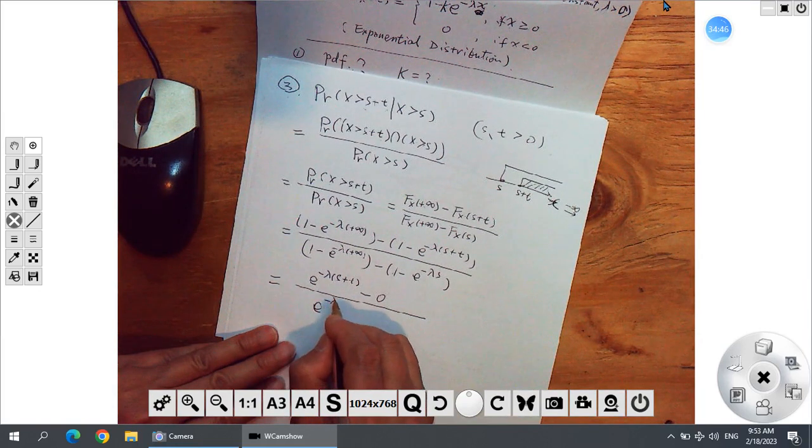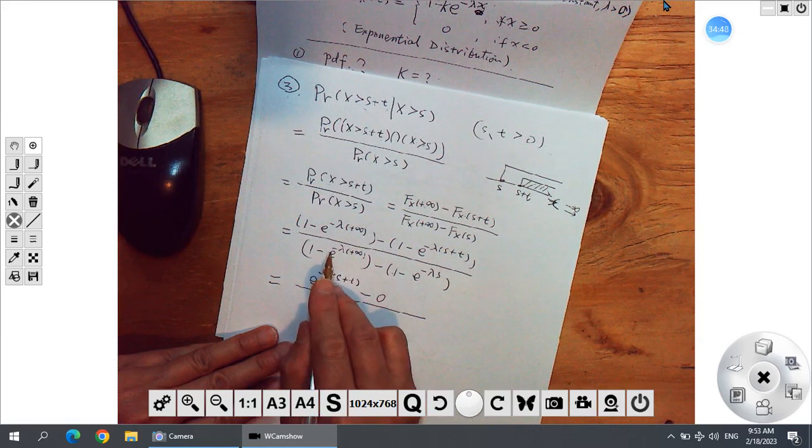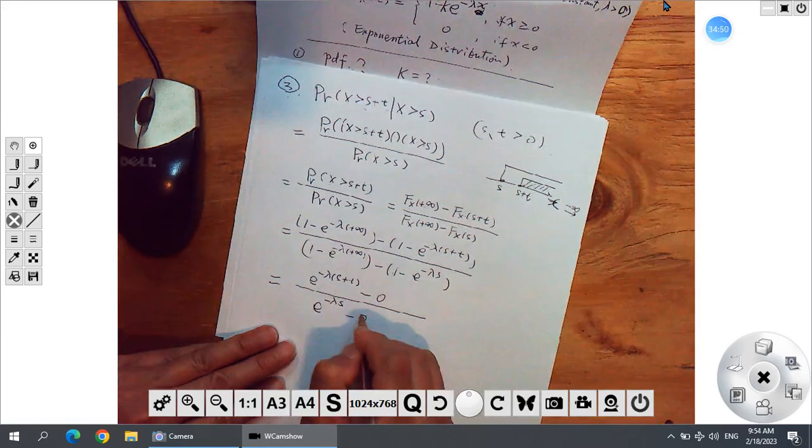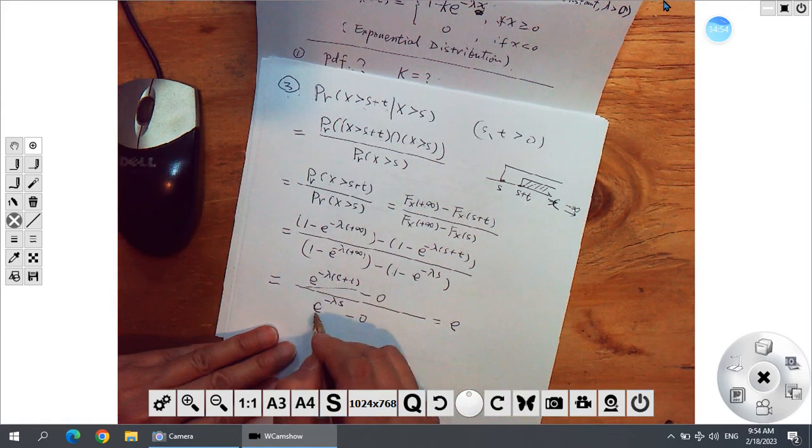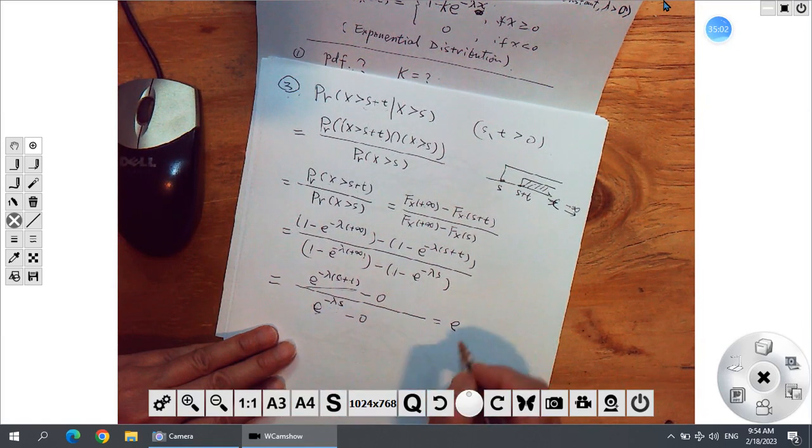This is negative, but similar. This is 0, so it's minus 0. Okay, so this is e to the fraction of this one over this one, and we can cancel this s, right? The lambda s terms can be cancelled. So e to the negative lambda t. Oh yeah, this one.